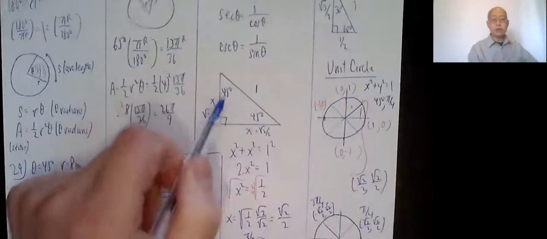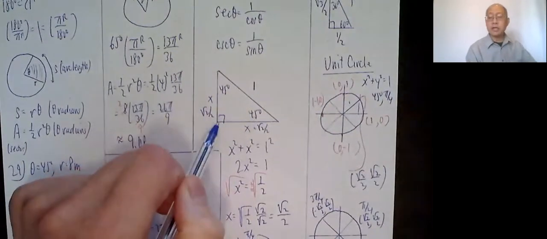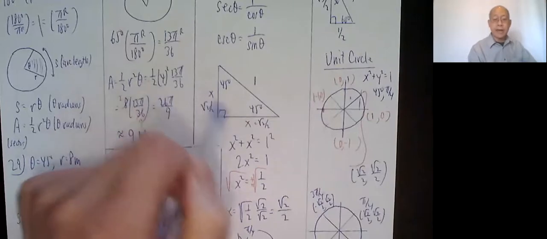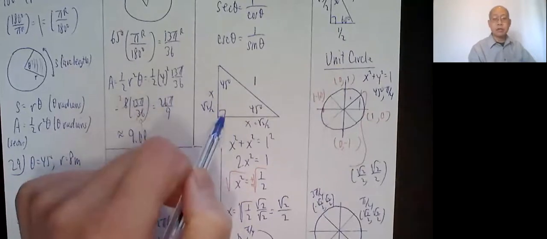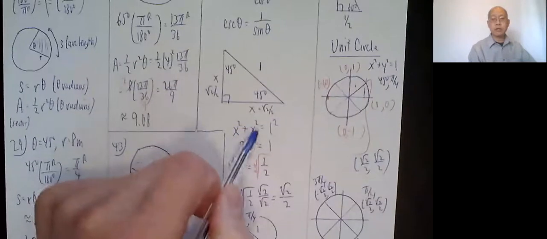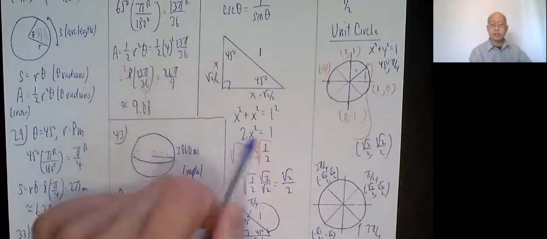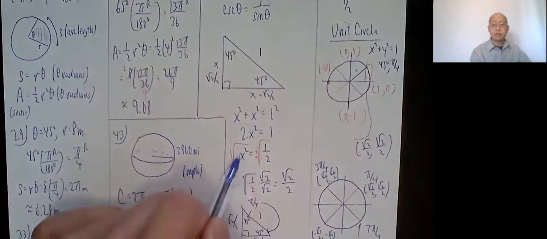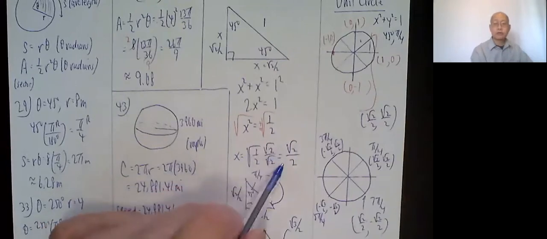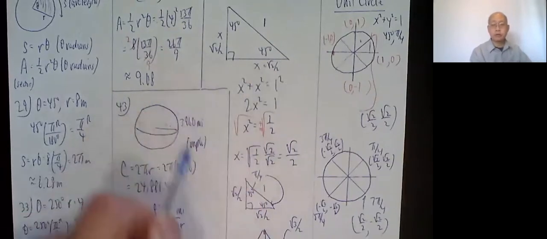Okay, some special triangles are the 45, 45, 90 right triangle, where each of these legs I will call x because it's an isosceles triangle. So using your Pythagorean theorem, x squared plus x squared equals 1 squared. That gives me 2x squared equals 1. Divide by 2, x squared is a half. Take the square root. X is the square root of 1/2, or radical 2 over 2. So each of these is radical 2 over 2.